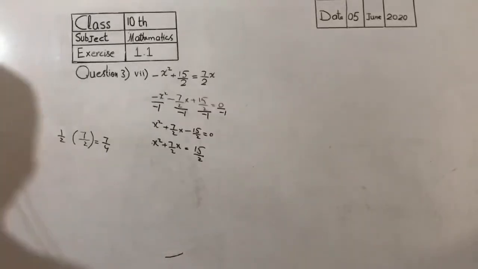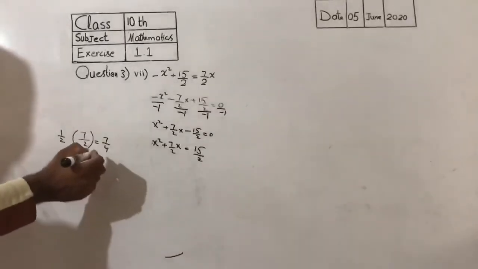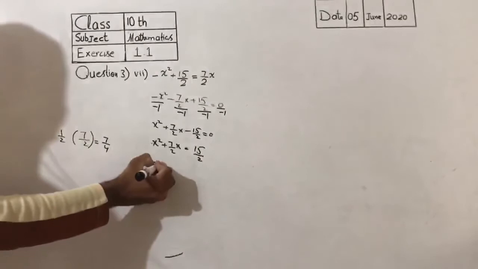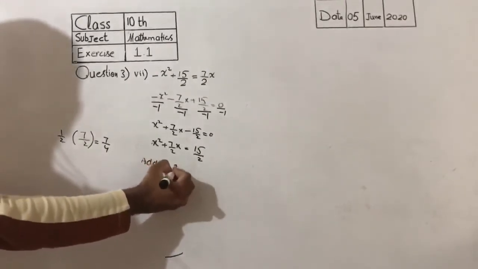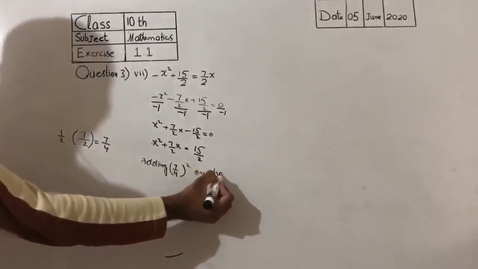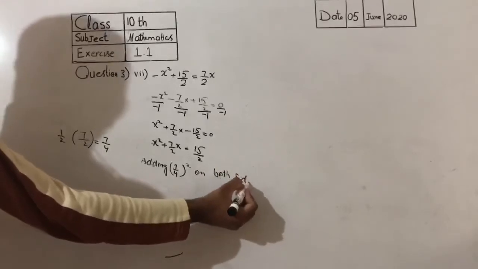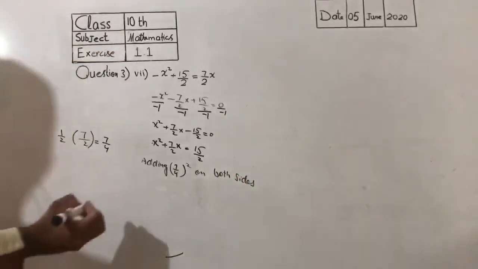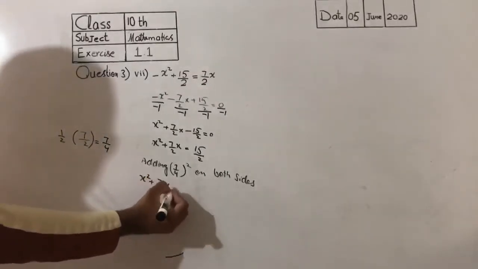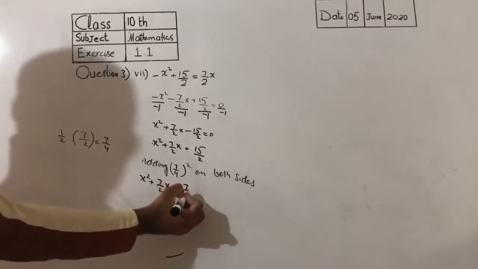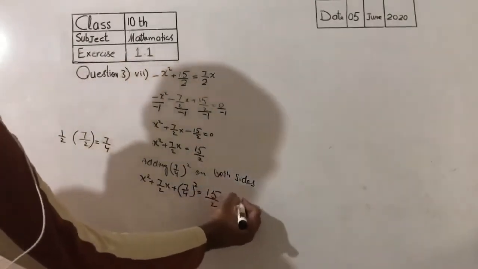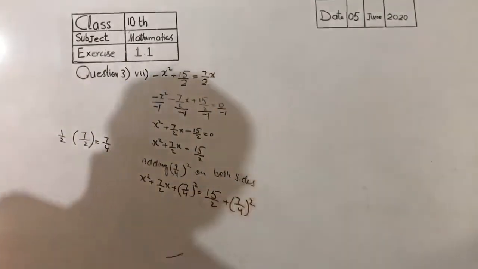In fourth step we take square of this term and add it on both sides. So adding 7 over 4 whole square on both sides. So we get x square plus 7 over 2x plus 7 over 4 whole square is equal to 15 over 2 plus 7 over 4 whole square.